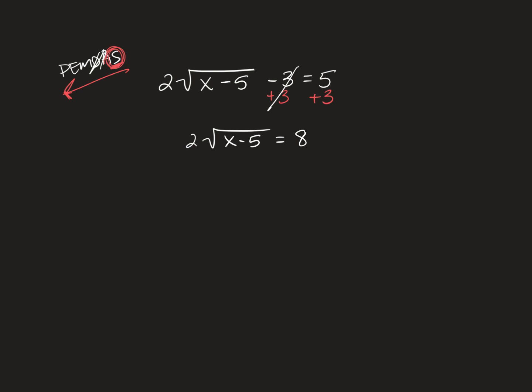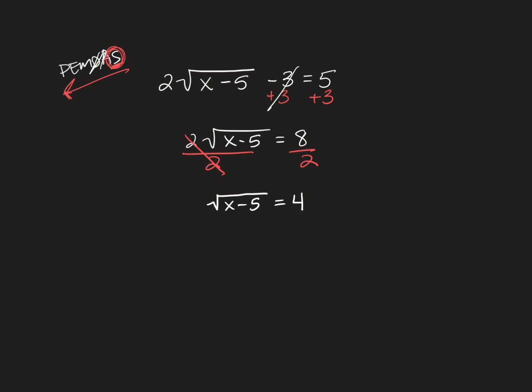It's 2 times the square root of this, so we're going to do the opposite. We're dividing by 2. That cancels out, because it would be 1, and 1 times the square root of x minus 5 is still just the square root of x minus 5. On the other side, we're now going to have a 4.